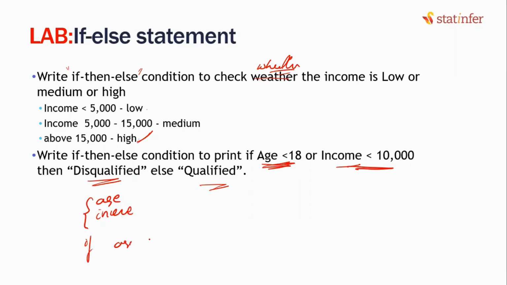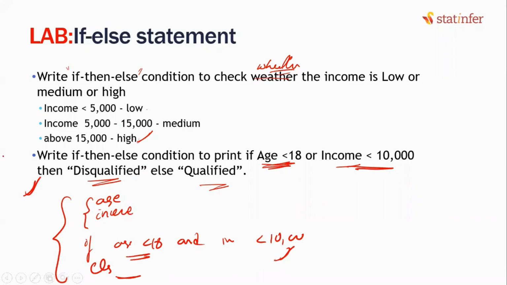If age is less than 18 and income is less than 10,000, then you're printing something, else you are saying something else. Check this. It is slightly more complex than what we have discussed, but you must be able to do it. Do some Googling here and there, do some searching. You must be able to do it. That is your first exercise.